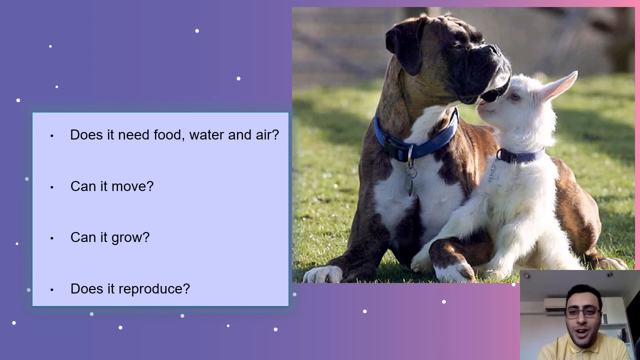What about this one? Look at the doggy. Oh, and a baby goat. We call a baby goat kid. So, do they need food, water, and air? Yes, they do. Can they move? Yes, they can. Can they grow? Yes, they can. Can they reproduce? Yes. A doggy can have baby doggies called puppies. A goat can have baby goats, kids, so they can reproduce. So they are living things.